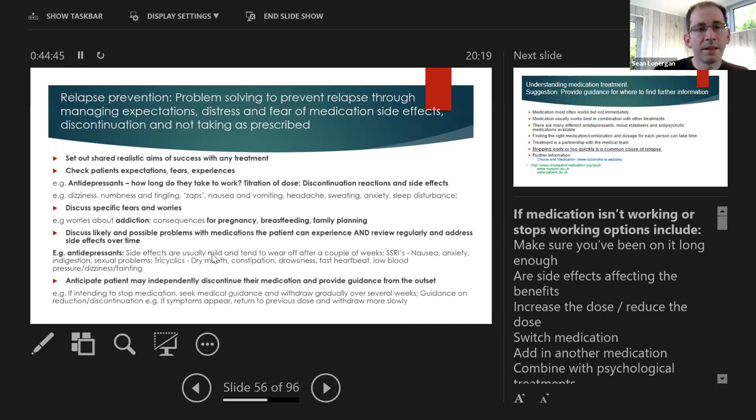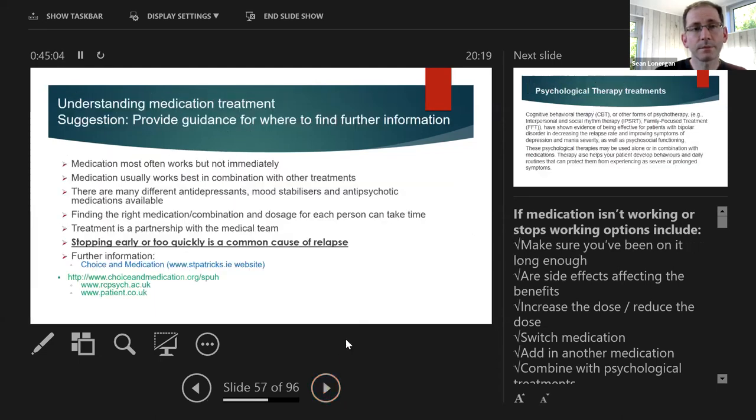To try and anticipate that the patient may independently discontinue their medication or not take as prescribed from the beginning, and provide guidance from the outset regarding the consequences of that, and that would be a significant factor that could lead to relapse. In terms of understanding medication treatment, it's helpful to provide guidance to where the patient can find further information, so they feel empowered and they kind of know what to expect more as well.